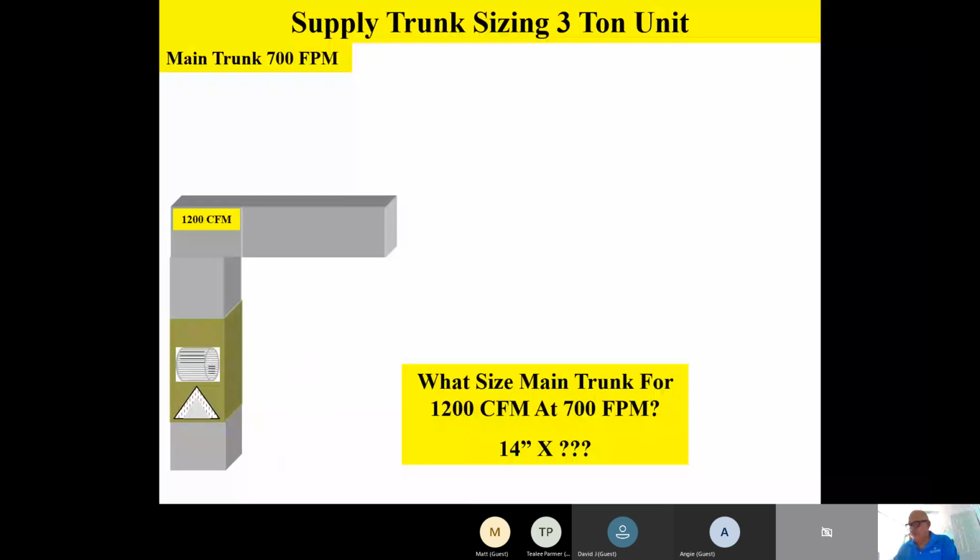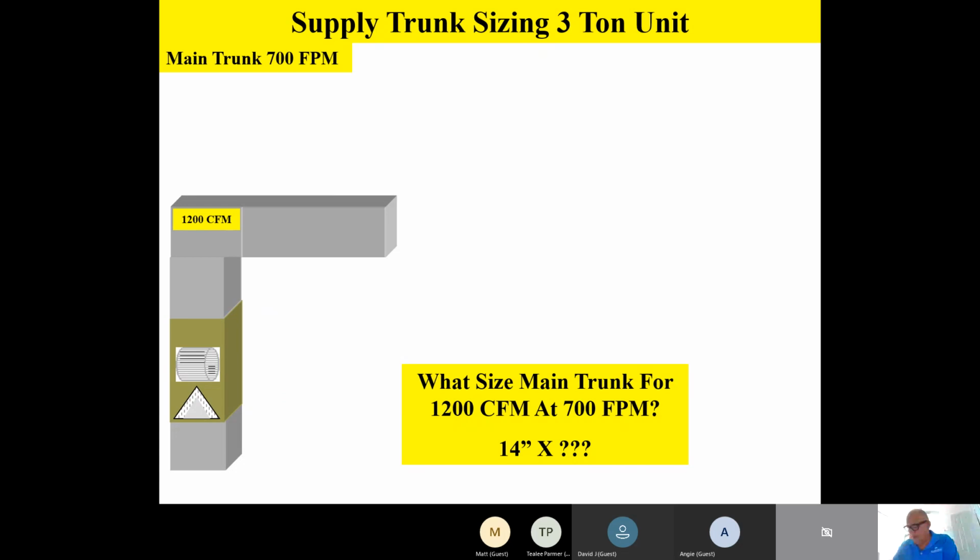Now, if you look down below, I'm actually giving you one dimension of that rectangular duct. It's going to be a 14 by something on that first piece of trunk to give us 1,200 CFM at 700 feet a minute velocity. So as I line up my air duct calculator, velocity in feet per minute, 700. Air volume in CFM, 1,200 CFM, because it's a 3-ton unit, 400 CFM per ton. One side of my ductwork is 14 inches.